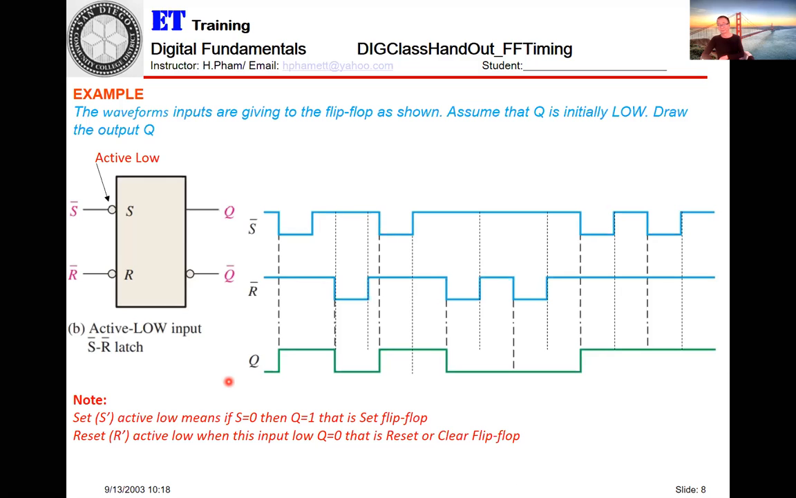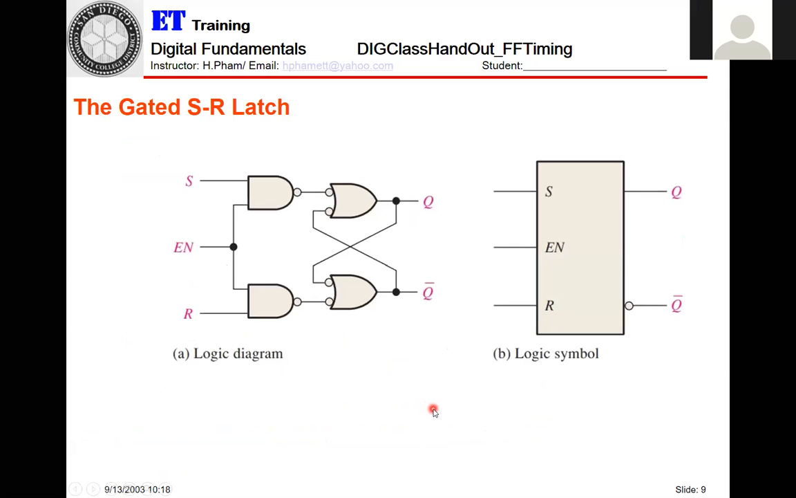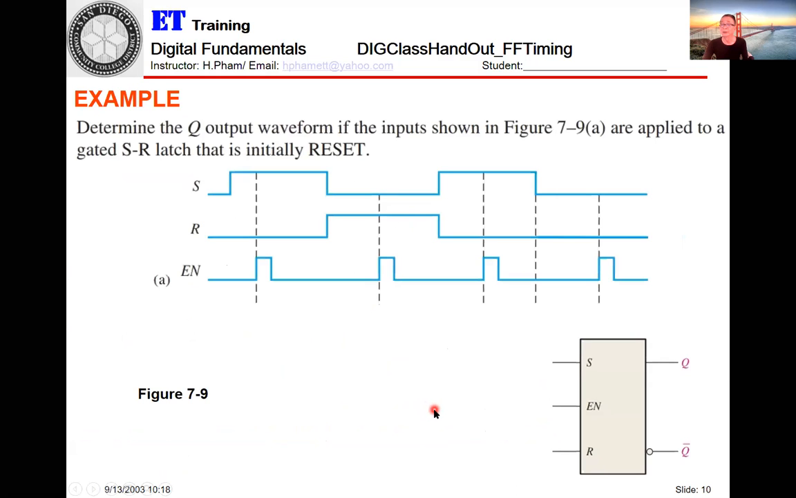Done. Did you guys finish? I'm good, thank you. Got it. Okay, that one we already did. Now they want you to draw this one.